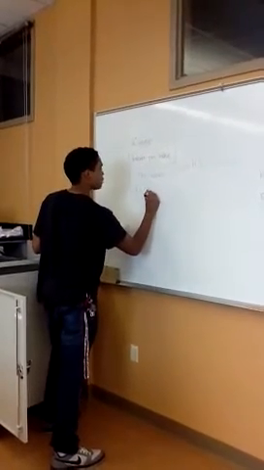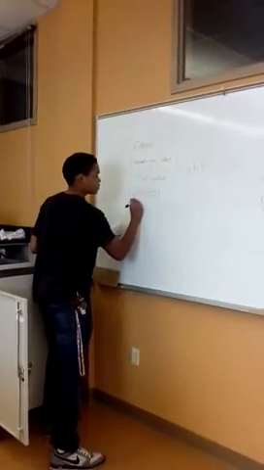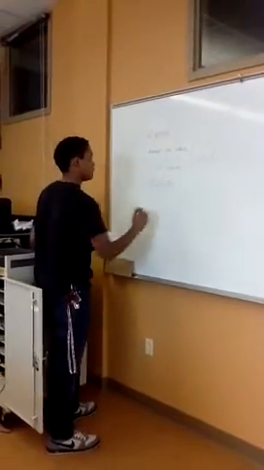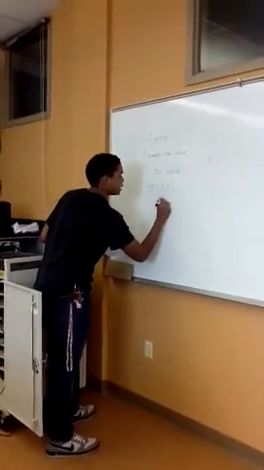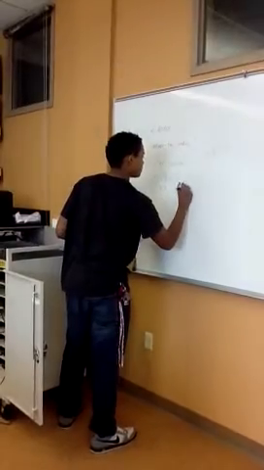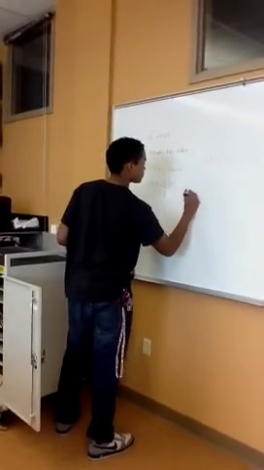Minus 8.01, which is the value that we measured. Divided by the recorded value one more time, which is 9.8. Then we have to times that by 100.